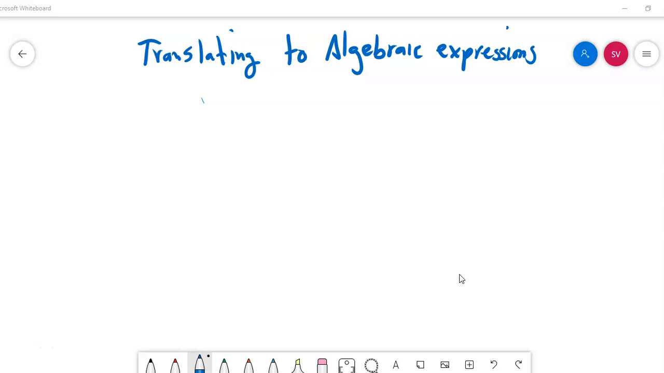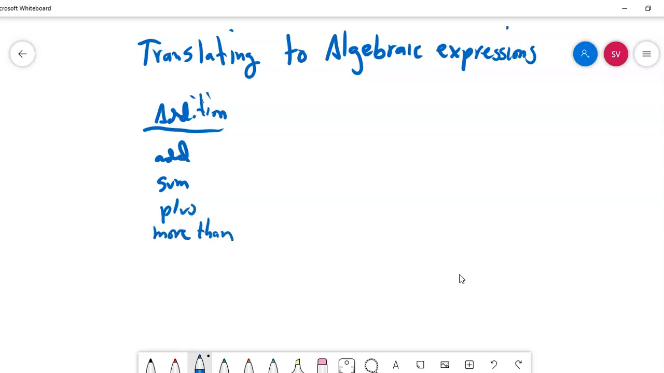So what you want to look for in your statement is some keywords. Like for instance, with addition, if you see any of the keywords that have the word add, sum, plus, more than, or increased by, that would indicate to you that this is addition.